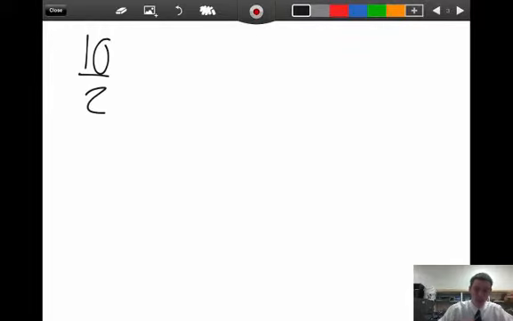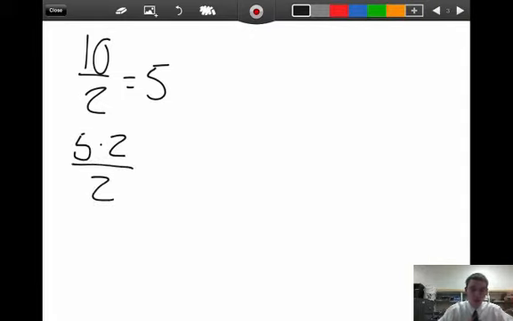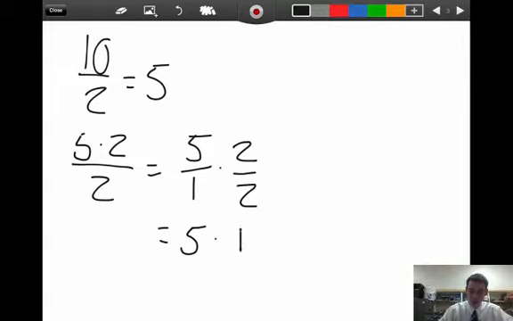So if we're given something like 10 divided by 2, now we know that that's 5. But why exactly is that? Well, because we can write 10 divided by 2 as 5 times 2 divided by 2. And we can rewrite that as 5 over 1 times 2 over 2. And what's 2 over 2? 2 divided by 2 equals 1. So we get 5 times 1, so we get 5.